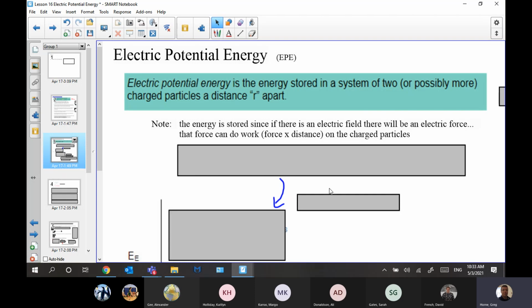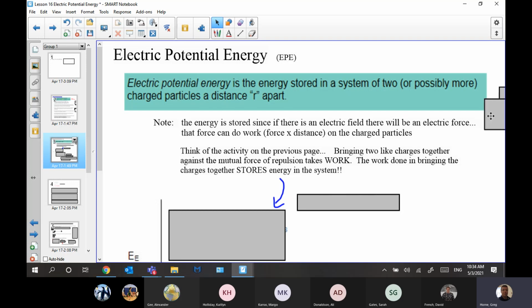The energy is stored since if there's an electric field, there's a force, and forces can do work. So you can certainly get the idea that there's force in the situation, and so there's energy stored in the situation. There's potential energy, just like a brick on the top shelf that can fall and slam into your foot. It has potential energy because there's a force of gravity. Here we're talking about charges that have a potential energy because there's an electric force.